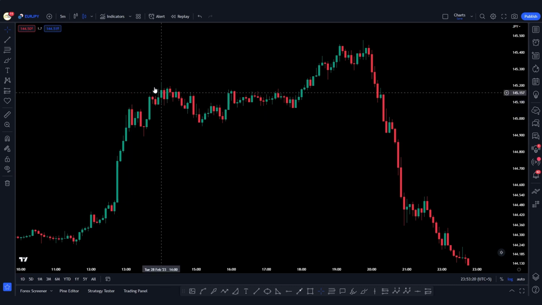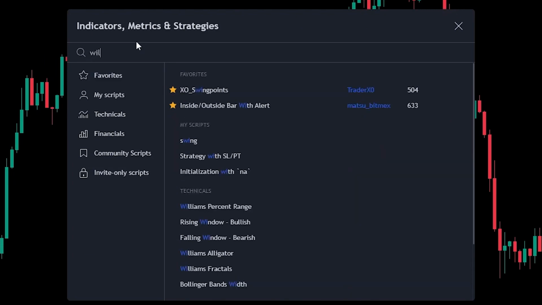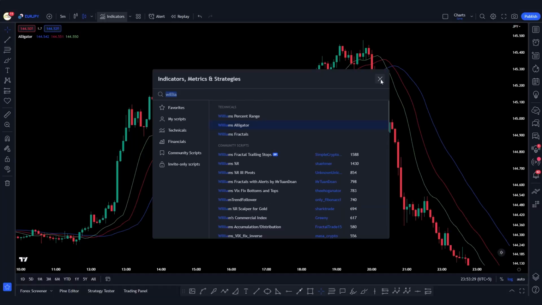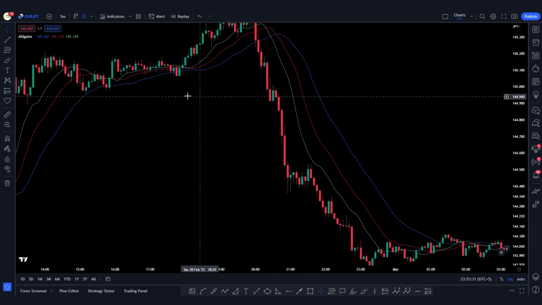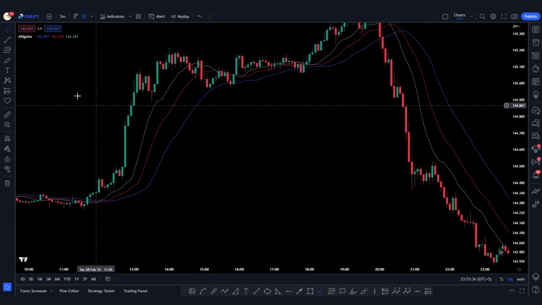In order to apply the indicator to a chart, let's go towards the indicator tab and here search for the Williams Alligator indicator. This indicator is created by TradingView, so we can apply it to the chart, and as you can see, the Williams Alligator has applied these three lines onto the chart. Now let's go towards the settings of the indicator and see what's there.